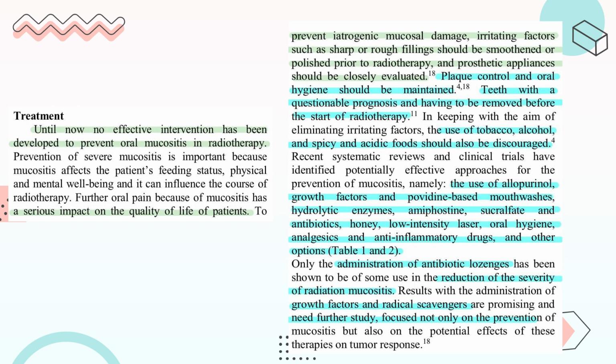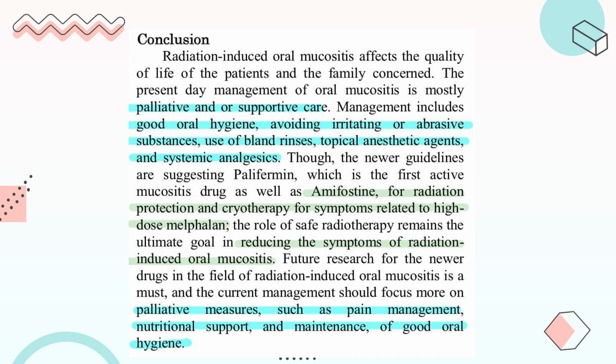Recent systematic reviews and clinical trials have identified potentially effective approaches for the prevention of mucositis, namely the use of allopurinol, growth factors, povidone-based mouthwashes, hydrolytic enzymes, amifostine, sucralfate, antibiotics, honey, low-intensity lasers, oral hygiene, analgesics, and anti-inflammatory drugs. Only the administration of antibiotic lozenges has been shown to be of some use in reducing the severity of radiation mucositis. Results with the administration of growth factors and radical scavengers are promising and need further studies. Focus should be not only on the prevention of the disease but also on the potential effects of this therapy on tumor response. In conclusion, the present-day management of oral mucositis is mostly palliative and or supportive care.